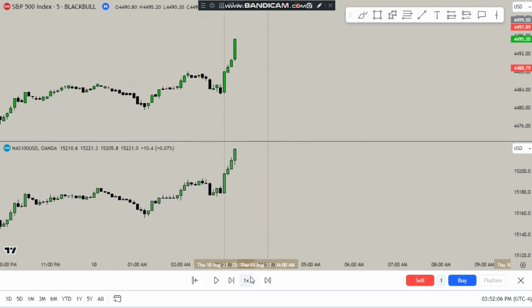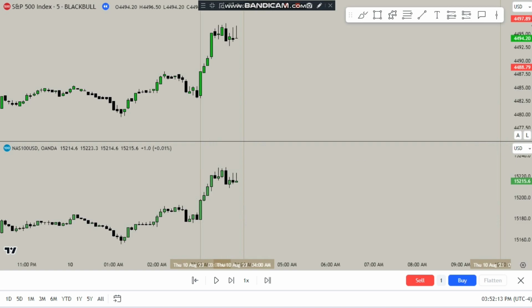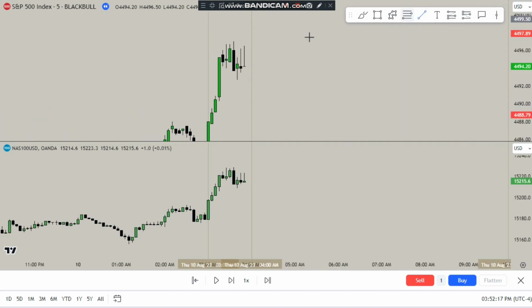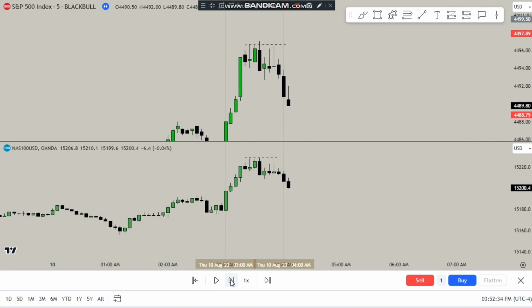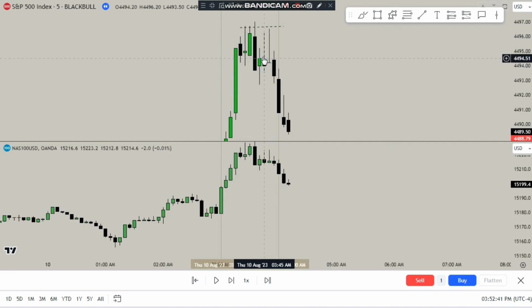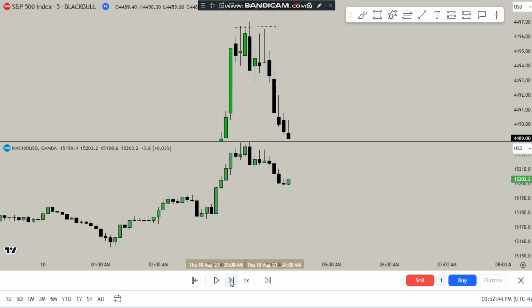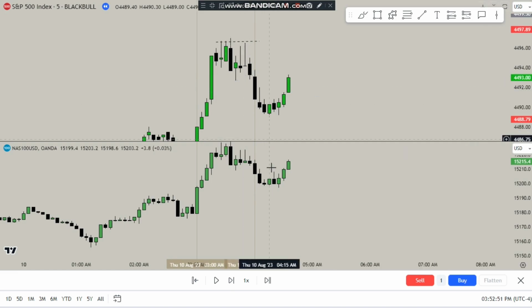So both swept the high, there is no divergence. Now you can see that this one swept this high, okay, this one swept the high and this one didn't. They were equal highs. So let's see what happens here. There was a divergence, but there was no fair value gap to enter, okay. Maybe on the 3-minute there's a fair value gap, but there was no fair value gap on the 5-minute. So no entry for me here too.